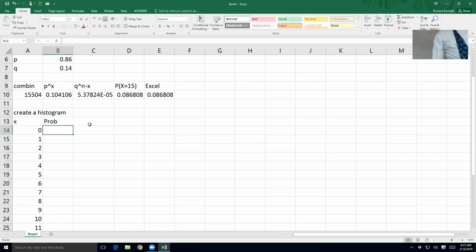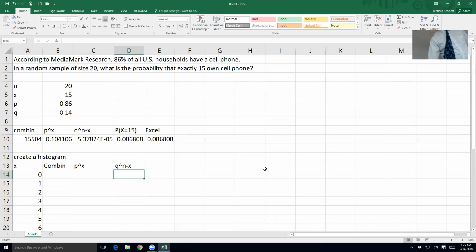Now, honestly, you guys really need a lot more practice with this. Tell you what, we're going to do it this way. I'm going to do the combinations, and I'm going to do the p to the x, and the q to the n minus x, because you guys need practice. Otherwise, I would use the binomial dist. But actually, I'm going to show you. I'm still answering that question about cumulative distribution.